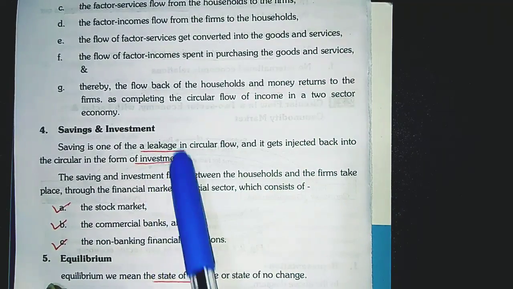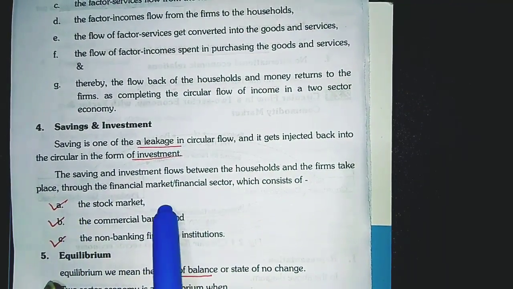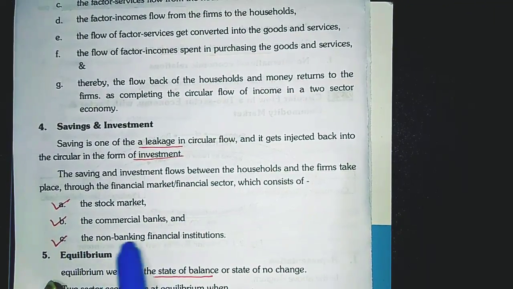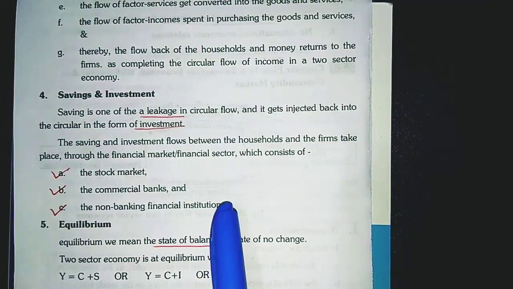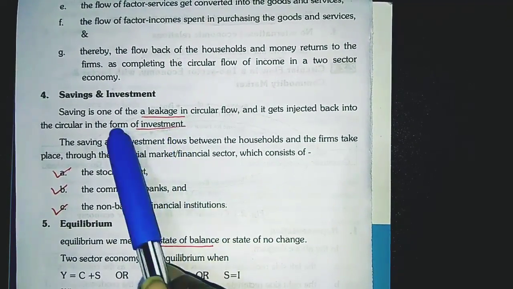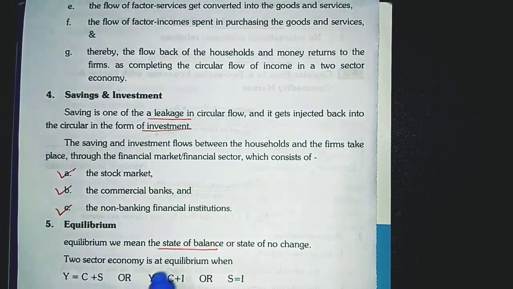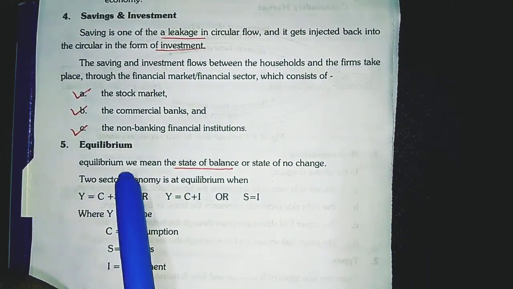But how is this investment made? A person can invest in a stock market, commercial banks, or non-banking financial institutions. So you have to remember that it is a leakage, and again it is transferred to the firm in the form of investment. Now the next one is the equilibrium.